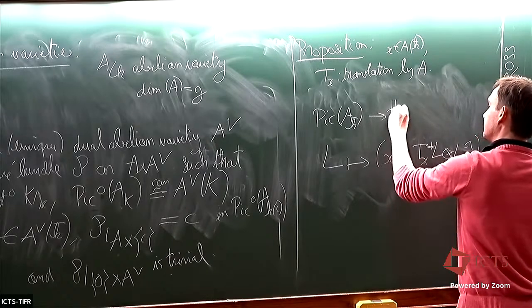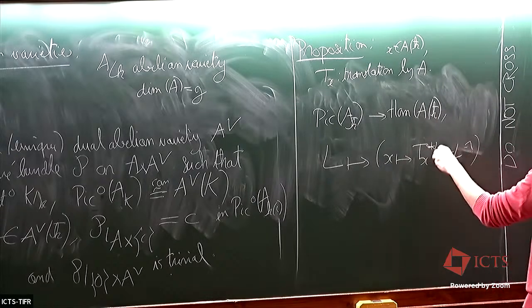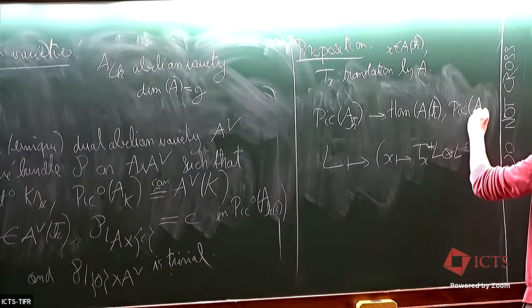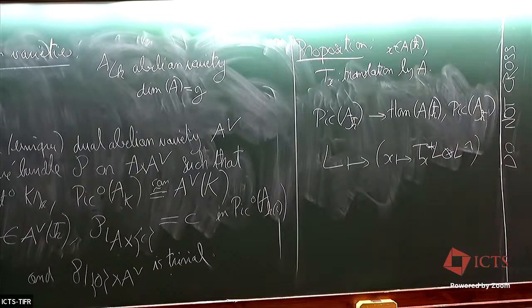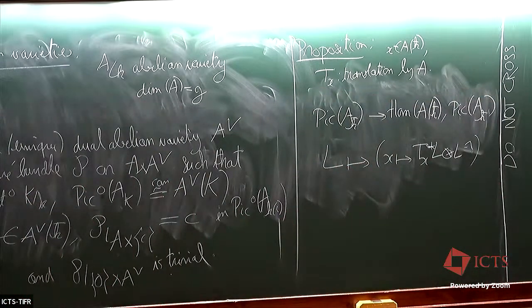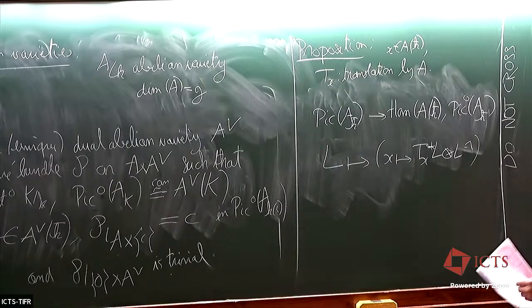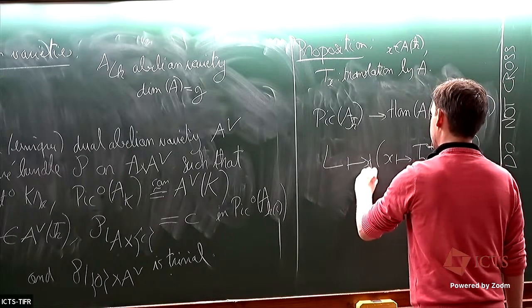And this lands from A of K bar here, and this lands inside the Pic^0 of A K bar. But actually, this will be equivalent to 0. It's almost trivial given the definition I gave here. If you think about how I defined equivalence here, it's almost obvious that this lands automatically in Pic^0. All right, so I call this phi_{A,L}.